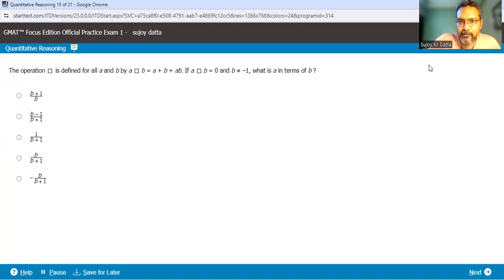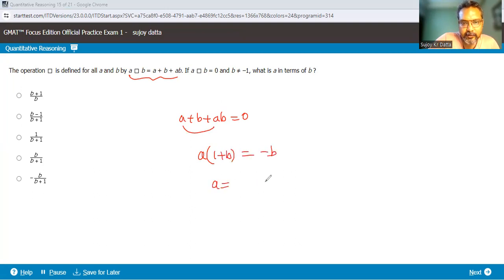Next, the operation square is defined by this. If a square b is 0, so that means a plus b plus ab is 0. So b is not minus 1. What is a in terms of b? So let's take the a is common. A times 1 plus b. Take the b that side. So a in terms of b would be negative b by 1 plus b. So negative b by 1 plus b, that's the fifth option.